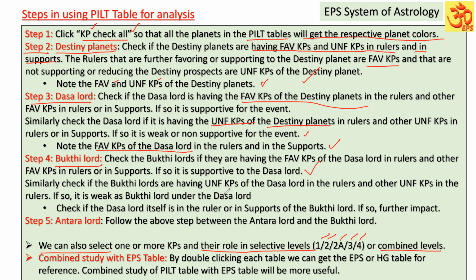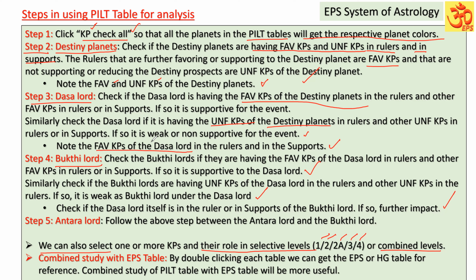Similarly, check the Buddhi Lords which are having that unfavorable key planet of the Dasa Lord in the rulers and other unfavorable key planets in the rulers also. If so, it is weak as Buddhi Lord under the Dasa Lord. So once the Dasa Lord is finished, then we have to check the Buddhi Lords, right? Check if the Dasa Lord itself is in the ruler or in supports of the Buddhi Lord. If so, it causes more impact.